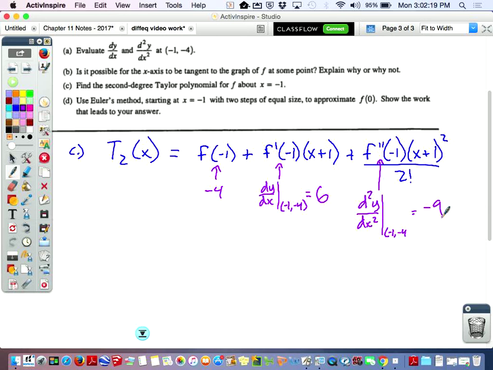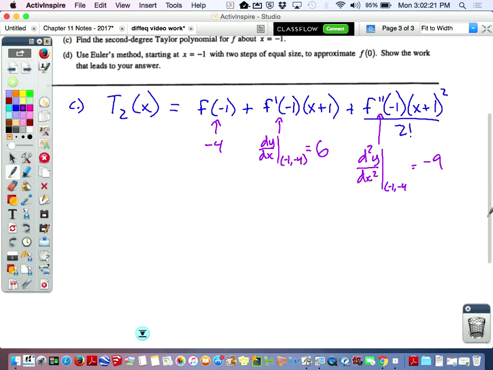So all we need to do is plug these 3 values into this and we have our second degree Taylor polynomial, which would be -4 plus 6 times x plus 1 plus, or minus, we could do it either way, -9/2 times x plus 1 squared.